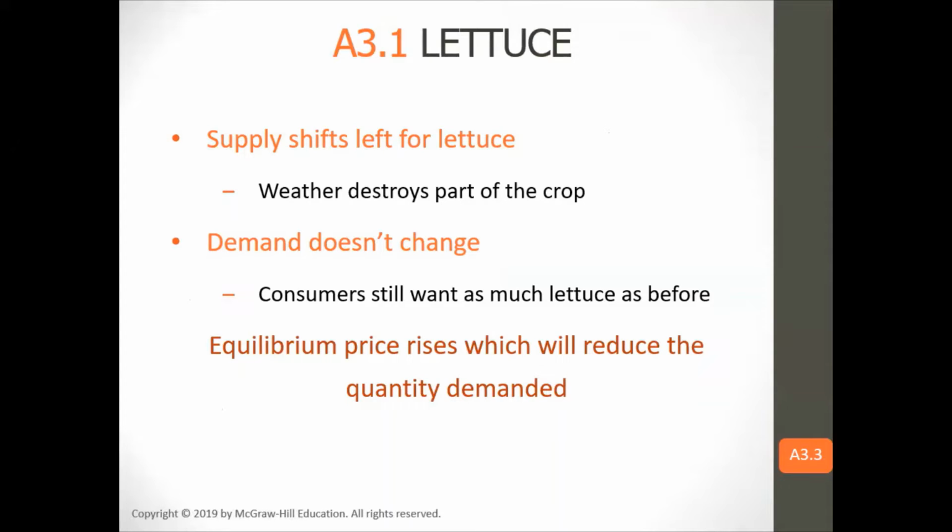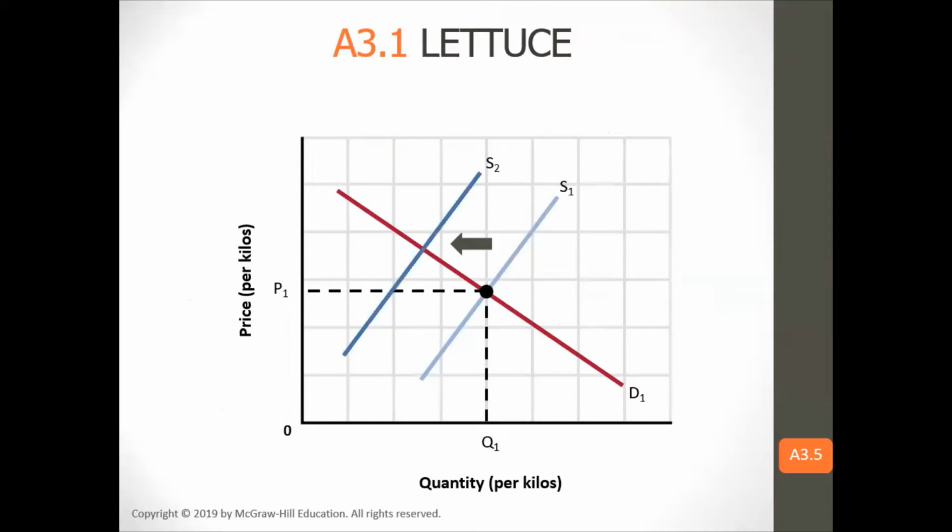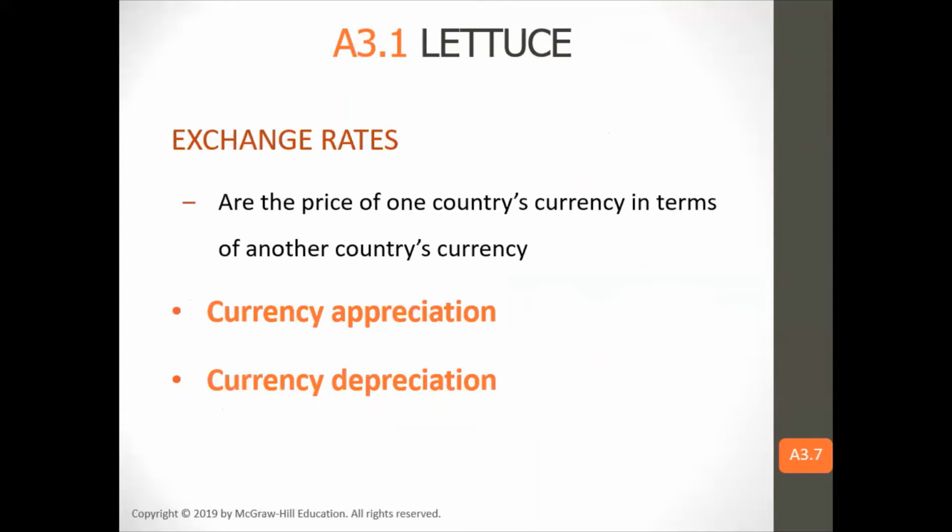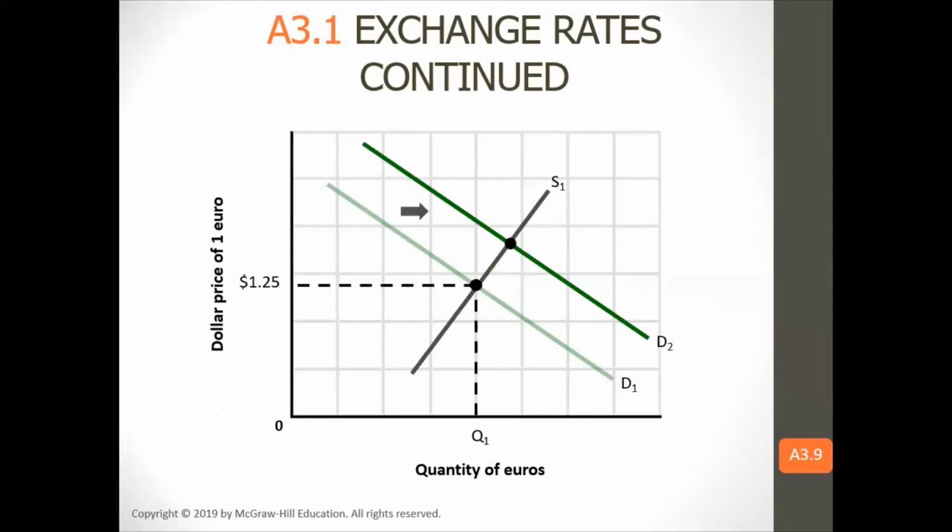In this case, supply shifts left for lettuce when weather destroys part of the crop, because there's less that we have. And then demand won't change. So supply will shift left if weather damages the crop for lettuce. And if the dollar price of €1 goes up, demand will shift right.